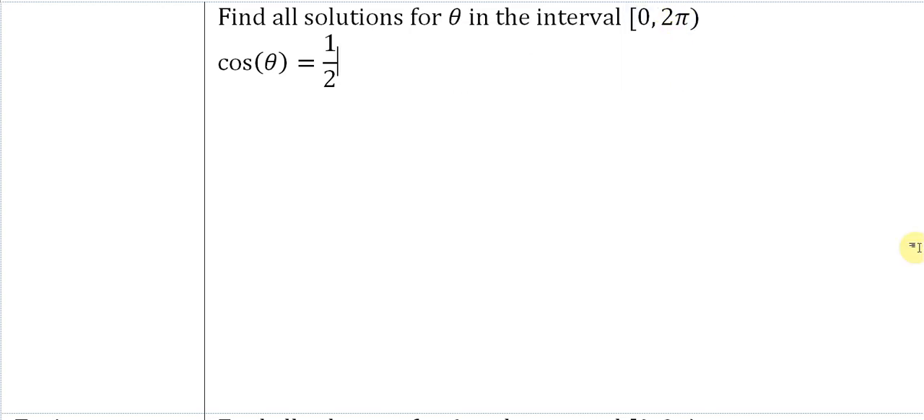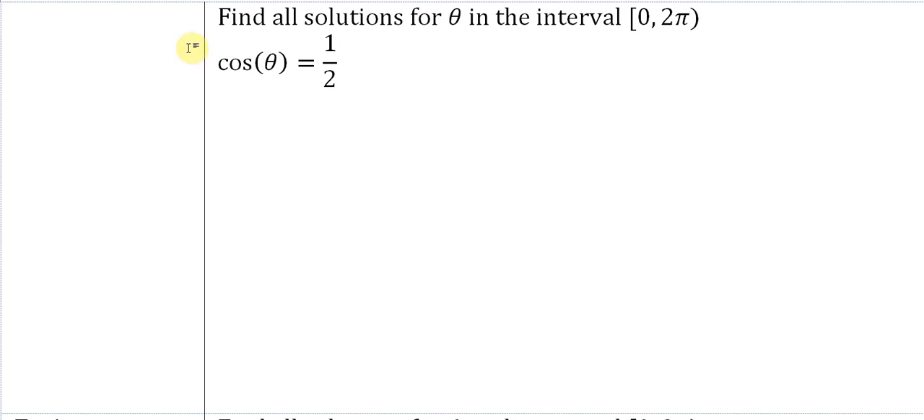Hello, pre-calculus students, and welcome to the lesson on analytical trigonometry, at least the beginnings of it. We're going to start with a very simple warm-up example, which asks us to find the solutions to theta in the interval 0 to 2 pi.